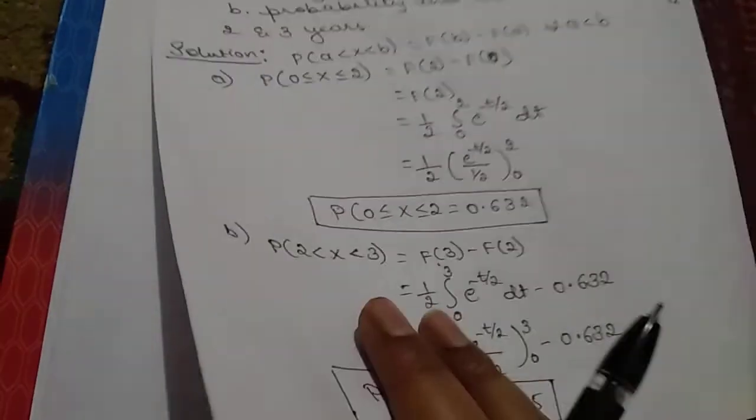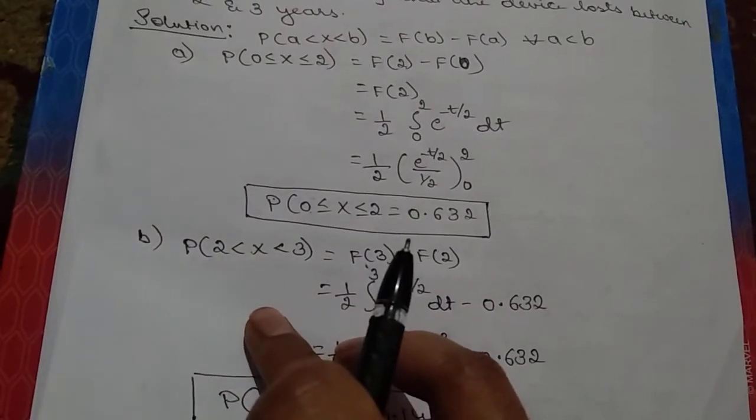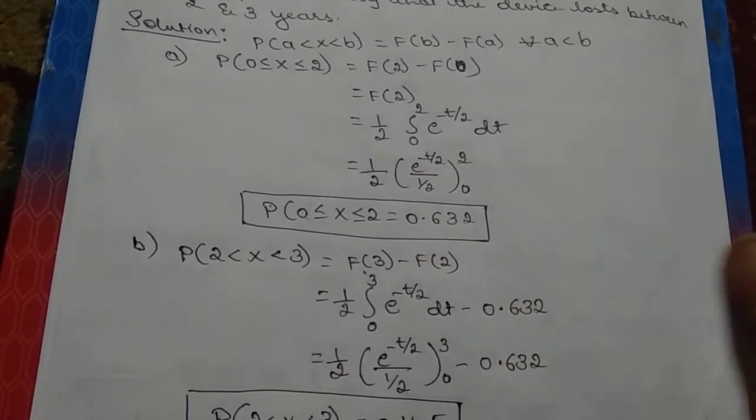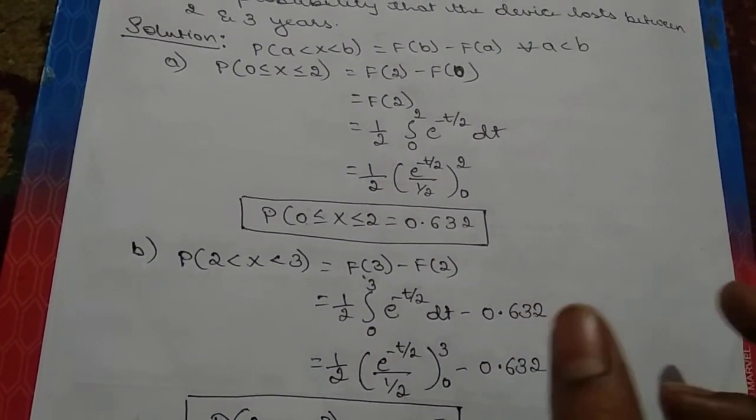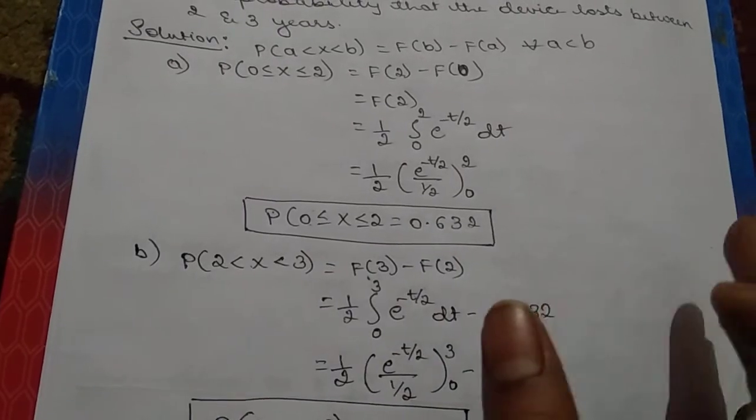How will you find out whether it is discrete or continuous? For example, if they have given a range, then it is continuous. If no range is given, then it is discrete.